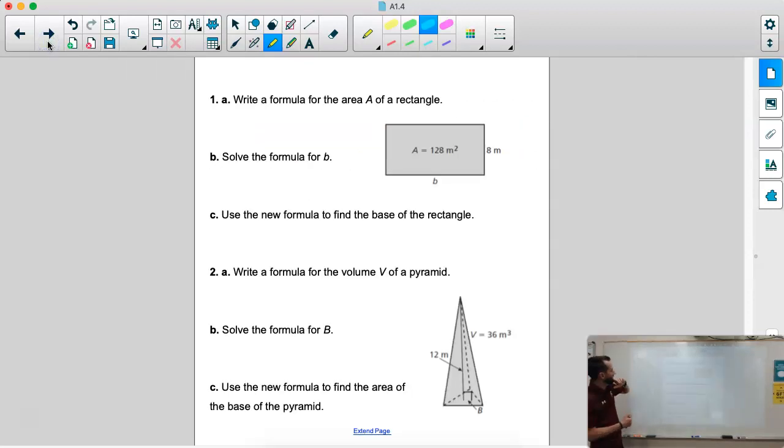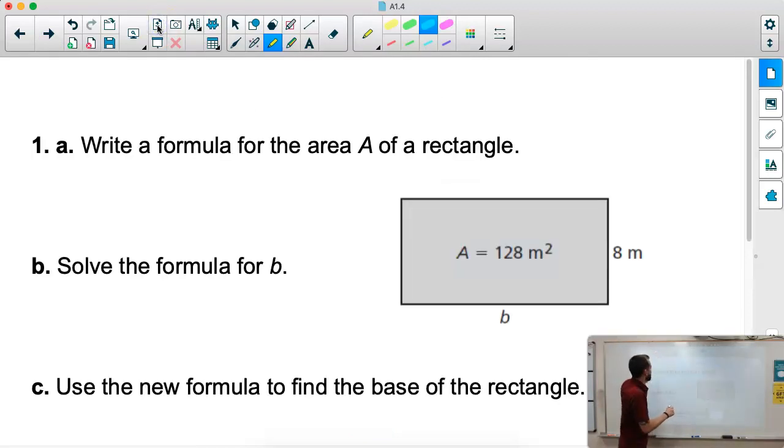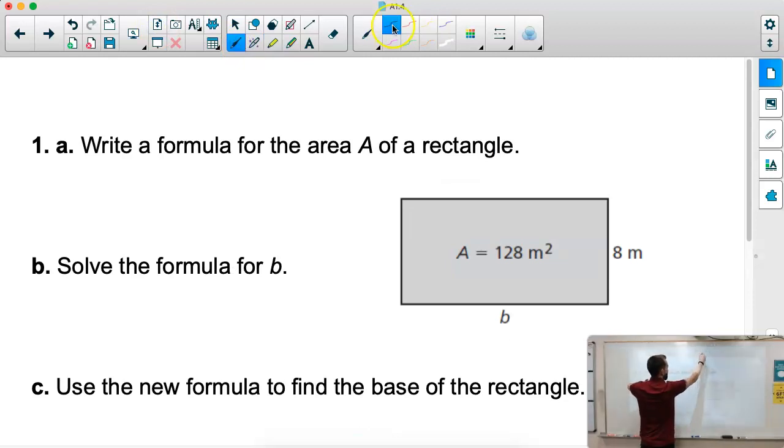So this is what we're going to do today, working with formulas like this in order to solve certain things. That's kind of the idea. How can we use a formula for one measurement to write a formula for a different measurement? So for example here, let's start with something a little simpler. It says write the formula for the area of a rectangle. Now there are numbers up here, but they don't want us to deal with numbers. They say write a formula.